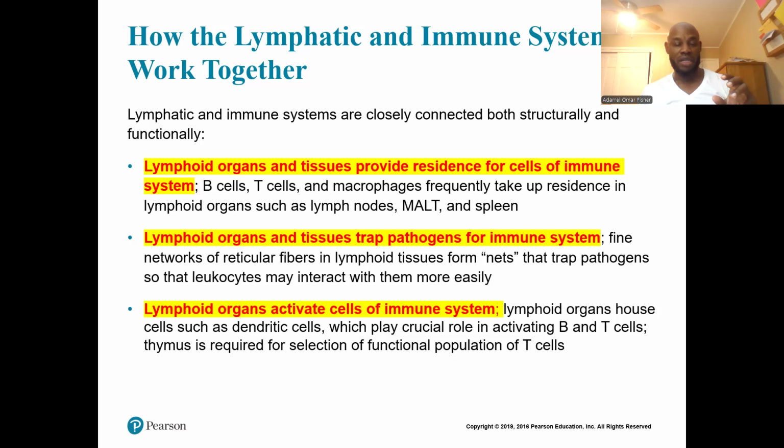So the pathogens, the foreigners, the invaders get trapped in this net, and then you have these macrophages, T cells that are already there that are ready to attack as soon as they get trapped. This is set up, and then we have lymphoid organs activate cells of the immune system. So some of these lymphoid organs can activate these cells of the immune system and get them activated so that they come and attack. So that it's all working together.